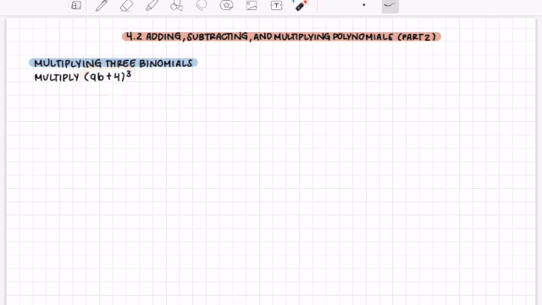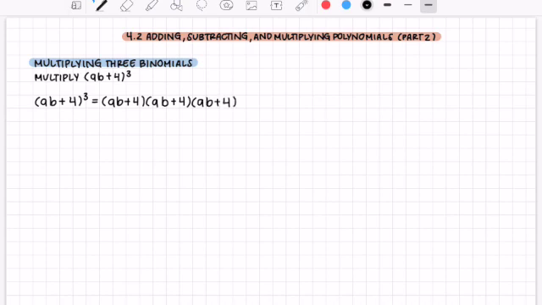Now if you remember, I said that before, if you have parentheses where you have two terms inside and they are adding with each other, you cannot distribute the 3 to both terms. It's not possible. The reason why is because if I were to expand (ab + 4) to the power of 3, we would get (ab + 4) times (ab + 4) times (ab + 4).